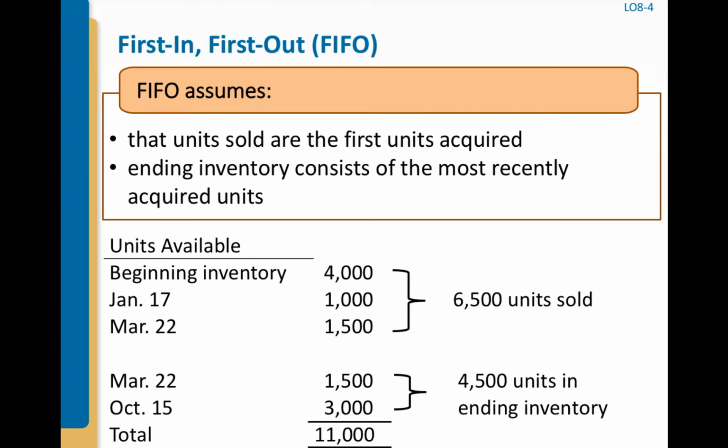FIFO, obviously, first in, first out. So we will track as units come in, the oldest, whatever, we will keep chronological order of our inventory, and the costs that we have on our books that are the oldest, those will be the first to be applied to our cost of goods sold.